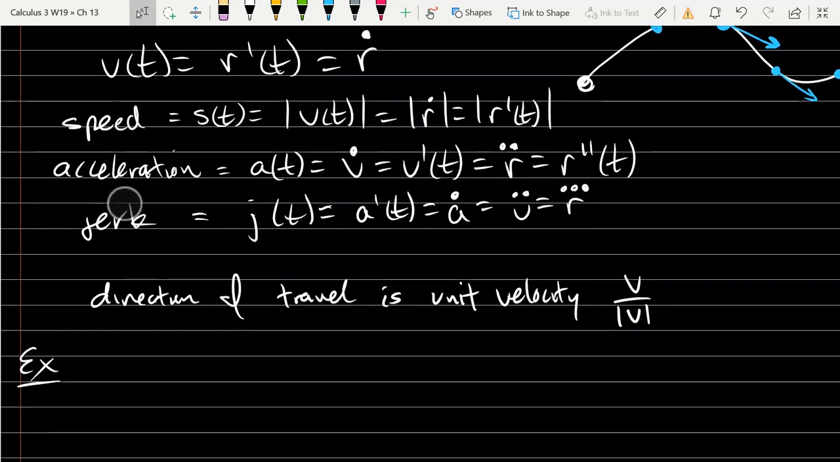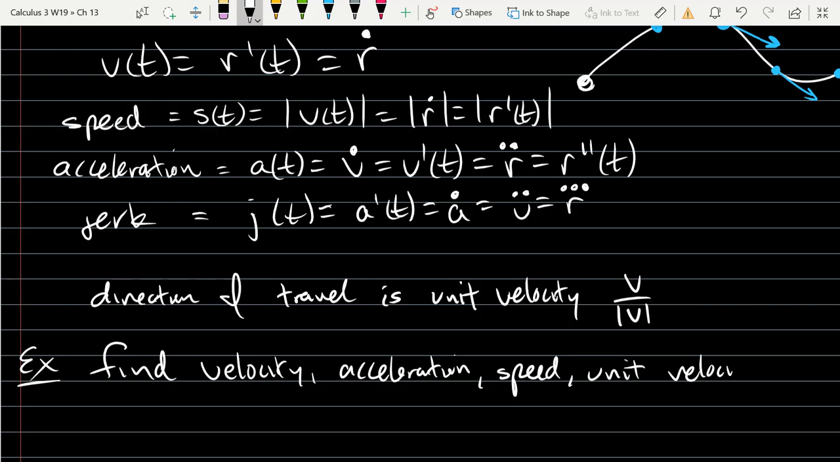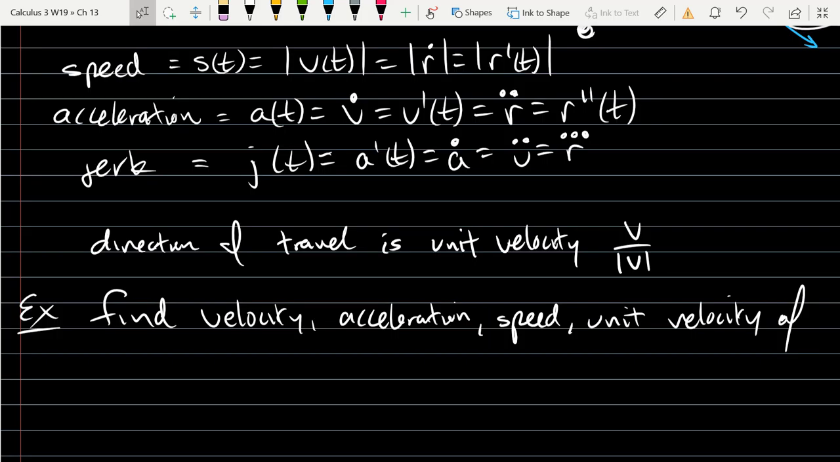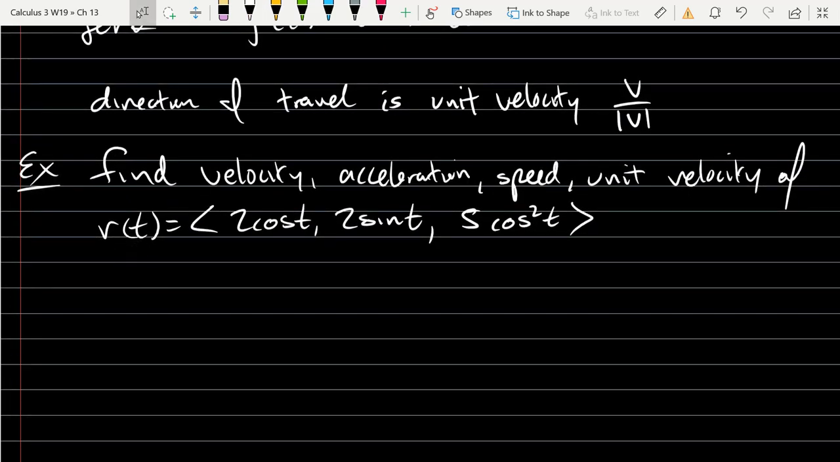So we're ready for our first derivative computation. We're going to find velocity, acceleration, speed, and unit velocity of the curve r of t equals 2 cos t, 2 sine t, 5 cos squared t. Once you have all those, find the t value where the particle experiences maximum acceleration.